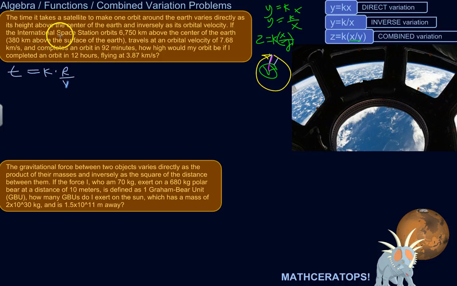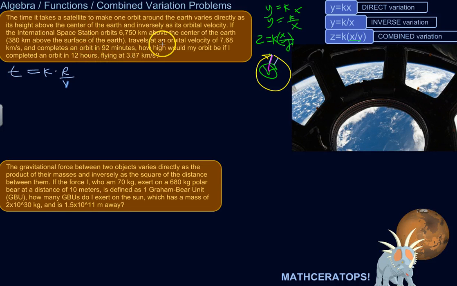Okay, if the International Space Station orbits at 6,750 kilometers above the center of the Earth, like from the center of the Earth up to where it's orbiting is 6,750 kilometers, which equates to 380 kilometers above the surface of the Earth, so its altitude is 380 kilometers above the surface of the Earth, travels at an orbital velocity of 7.68 kilometers per second. These are all true numbers. And completes an orbit in 92 minutes. How high would my orbit be if I completed an orbit in 12 hours flying at 3.87 kilometers per second?